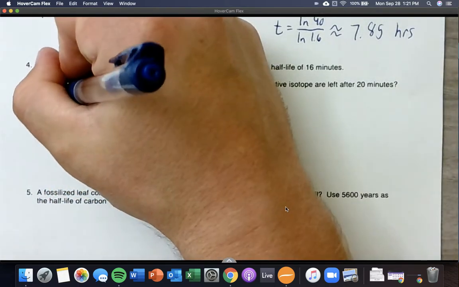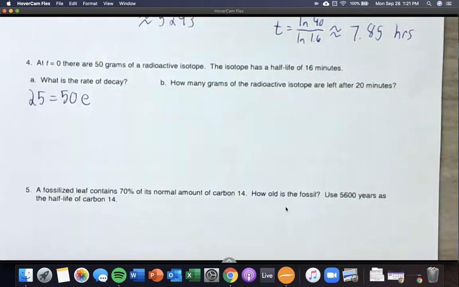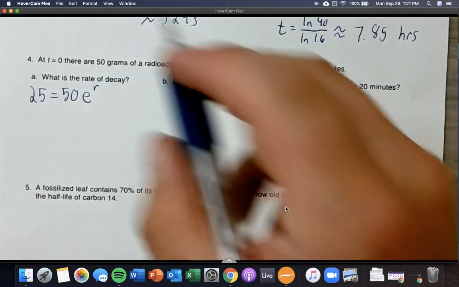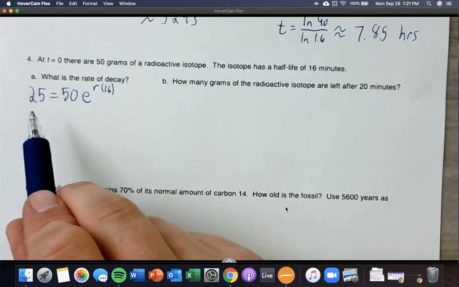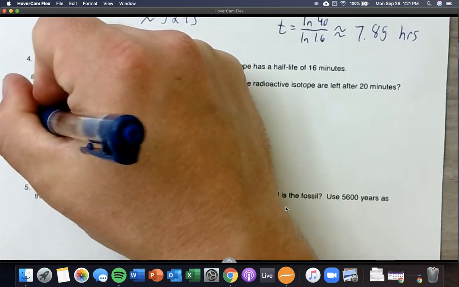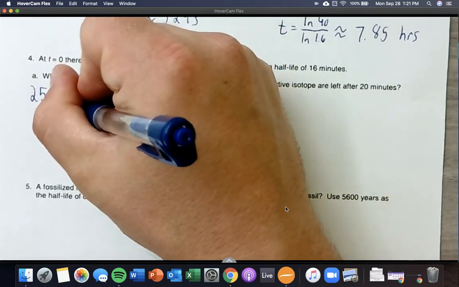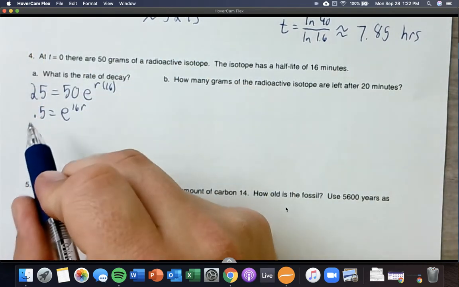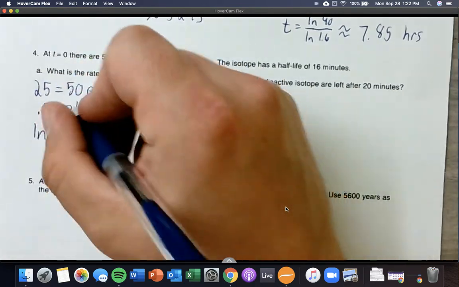The original amount is 50, right? And that's going to be times e raised to the rate, which we're solving for, times the time, which is 16 minutes. All right, we can do 50 divided over, which ends up being 0.5, and that's going to be equal to e to the 16r. We can convert that to our natural log form, which is ln of 0.5 is equal to our exponent here, 16r.